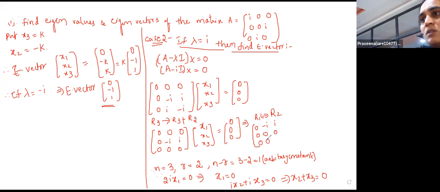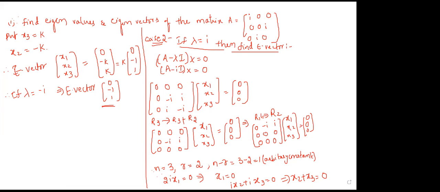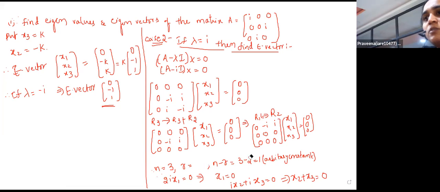0, 0, 0, 0, 0 and x1, x2, x3 is equal to 0, 0, 0. Okay. Next, here number of non-zero rows, how many? 1, right. That means R is equal to 1.